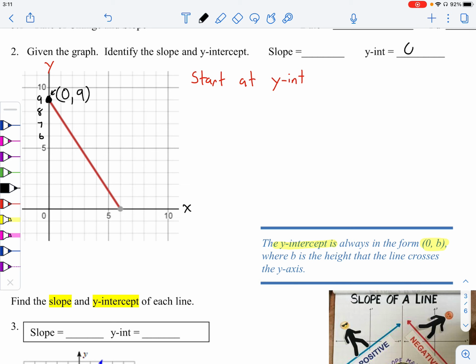(0, 9) is always going to be 0, comma, some number. And 9 is our height, so it's a height of 9 that crosses the y-axis at 9. And then to find our slope, we use rise over run.